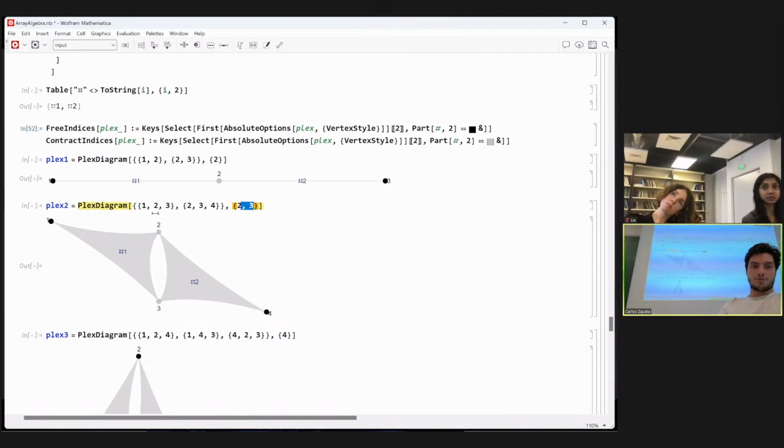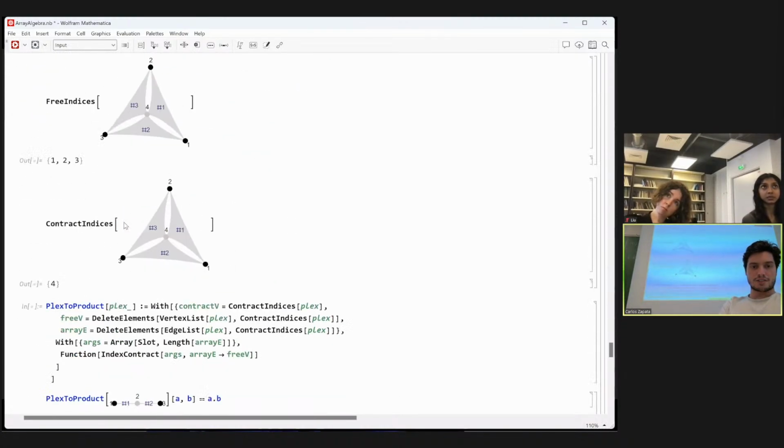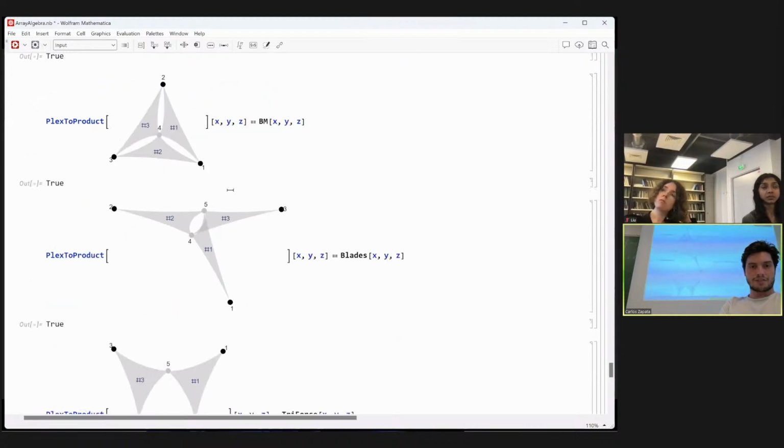So the first hypermatrix has 1, 2, 3 indices, the other has 2, 3, 4 indices, and they are contracted at 2 and contracted at 3. So the hypergraph that you draw is precisely this. And this hashtag 1, hashtag 2 basically represents the order of arguments. Similarly with Bhattacharya-Mesner, and similarly with blades and so on.